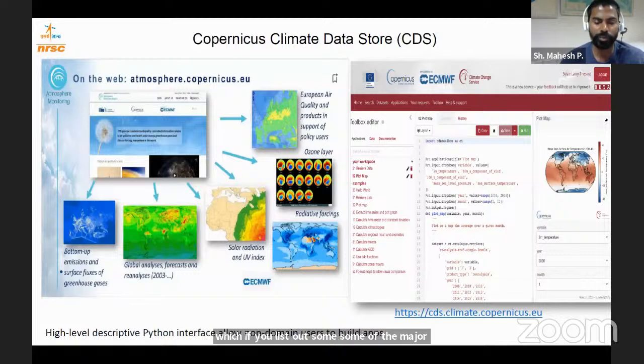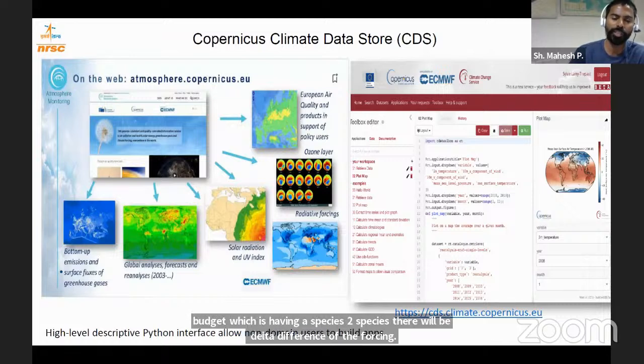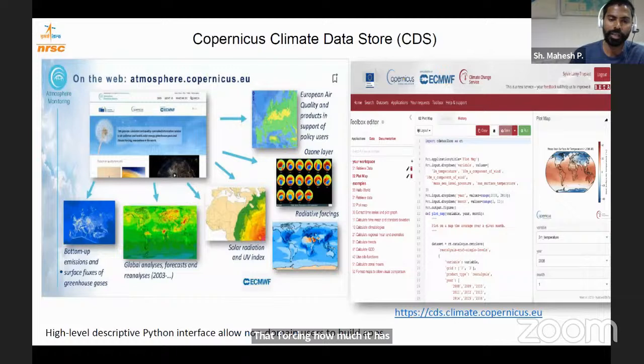If you list out some of the major parameters like CO2, CH4, black carbon or sulfate aerosols and other things, carbon monoxide or nitrous oxide, CO2 has 1.7 watt per meter square as the energy difference, that is the forcing. And if you model that forcing with radiative transfer algorithms, then we will see how much temperature directly impacts the Earth surface. So that is what I was trying to explain. This radiation budget differs from species to species; there will be a delta difference of the forcing. That forcing is the individual species-level contribution to the rise in Earth surface temperature.